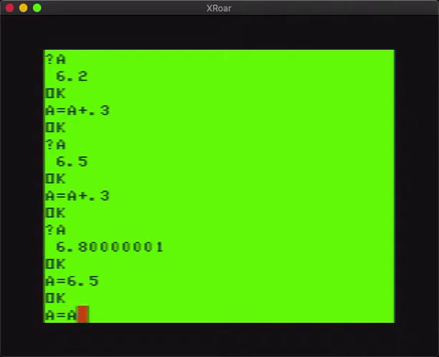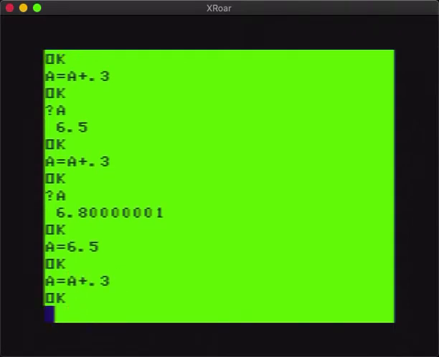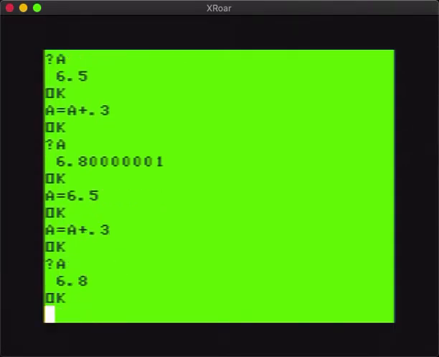Well, A equals 6.5. A equals A plus 0.3. Print A. 6.8. Floating point numbers, by their very nature, cannot represent every single number.